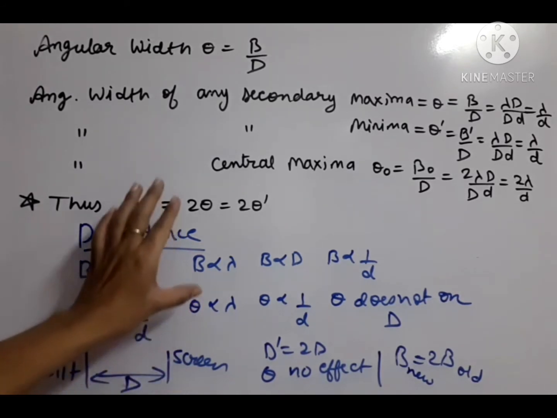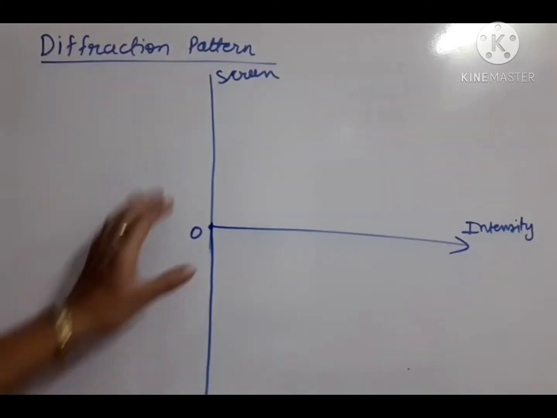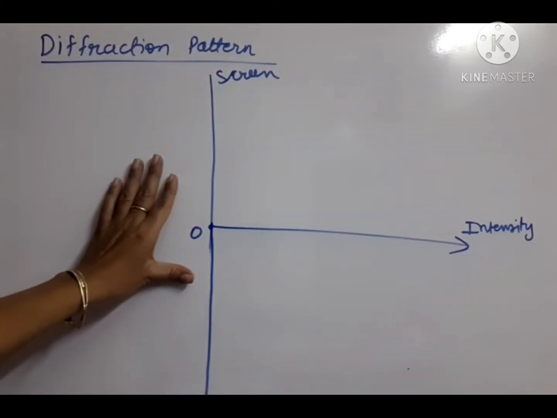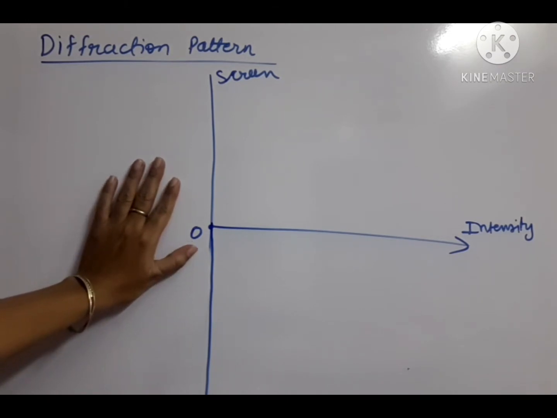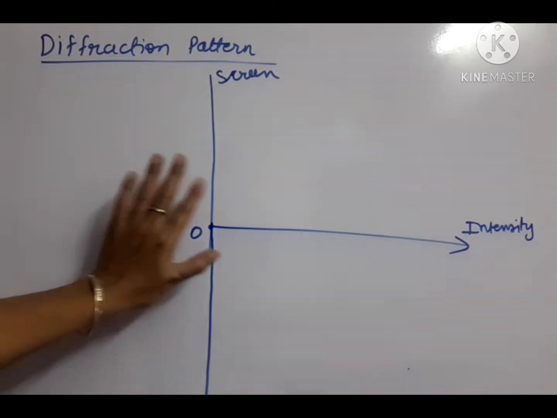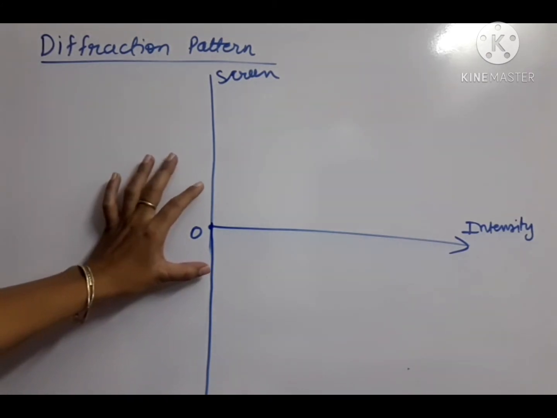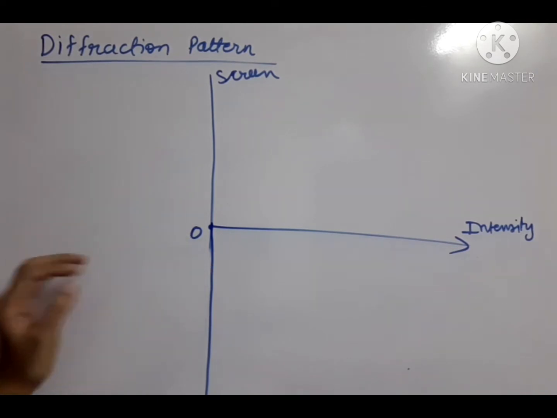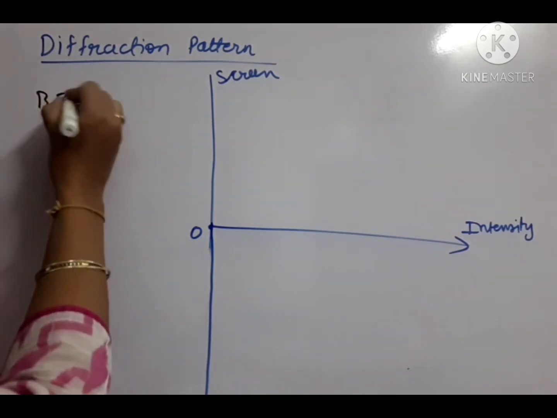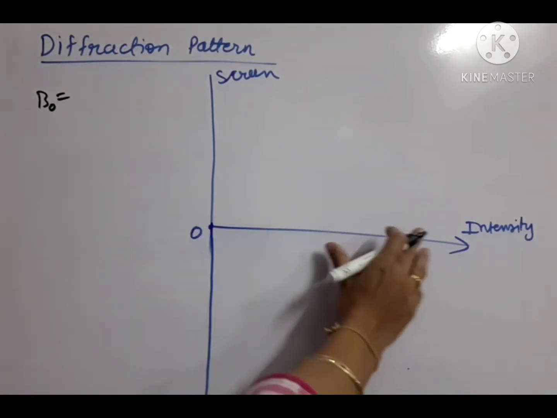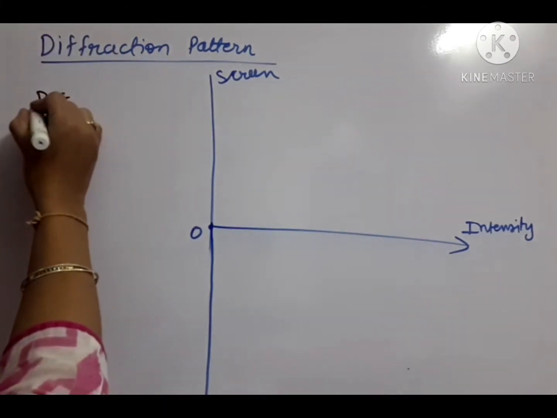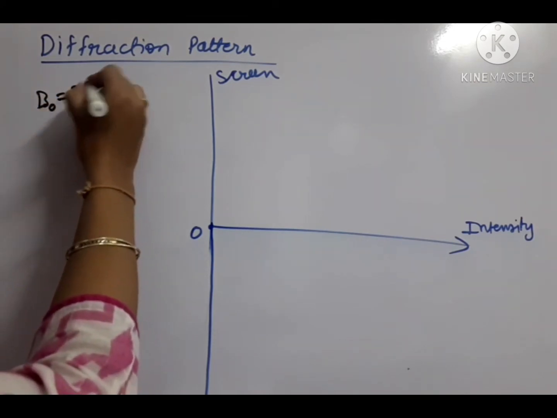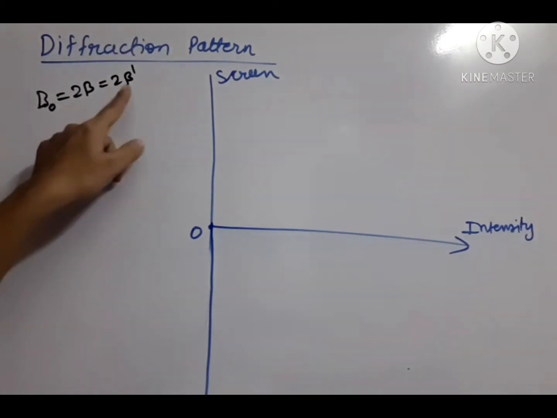Angular width. Now we have to draw the diffraction pattern. Now let us discuss about the diffraction pattern which we will obtain on the screen. So as in the introduction it was told that we get alternate maximas and minimas on the screen when the diffraction takes place through single slit. So what points we have to remember in showing the diffraction pattern? First of all, we have seen here that at center we get maxima. Maxima means full intensity, and the width of the central maxima is just double the width of other maximas and minimas.